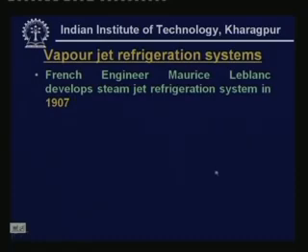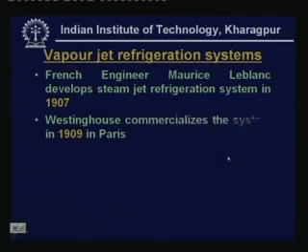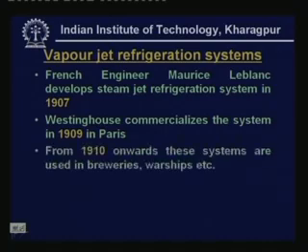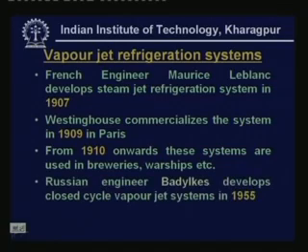The first vapor jet refrigerant system was designed and developed by French engineer Maurice Leblanc in 1907. So he used steam. Then Westinghouse commercialized these systems in 1909 in Paris. And from 1910 onwards, these systems have been used very widely in warships, breweries, etc. And the Russian engineer Badel developed closed cycle vapor jet systems in 1955. He did not use steam, but he used other refrigerants for providing the refrigeration.